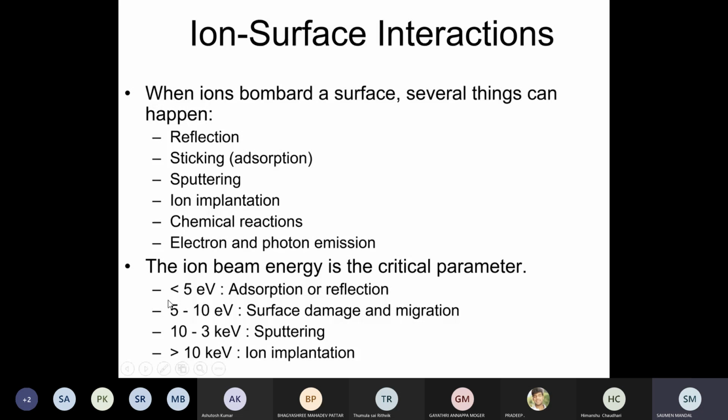The ion beam energy is the critical parameter. In sputtering, 3 to 10 kilo electron volt is required. If it is less than 5 electron volt, you get adsorption or reflection; 5 to 10, surface damage and migration; greater than 10, ion implantation. So in 3 to 10, we get the sputtering process.